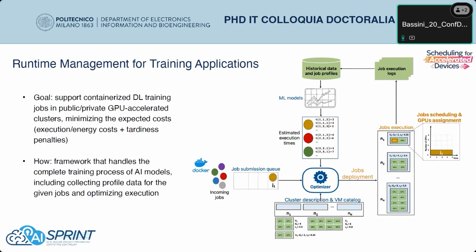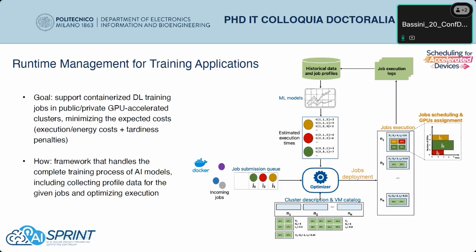The last part of my work concerned the management of deep learning training applications executed in GPU-accelerated private or public clusters. Here again, we want to minimize the execution or energy costs plus penalties due to the violation of deadlines. And we did so both from the point of view of cloud end users and from the point of view of the providers. In the first case, based on the queue of submitted jobs, on a virtual machine catalog, and on the expected execution times of the jobs on the available resources, the optimizer determines which resources to assign to the job and how to place them on the cluster nodes.